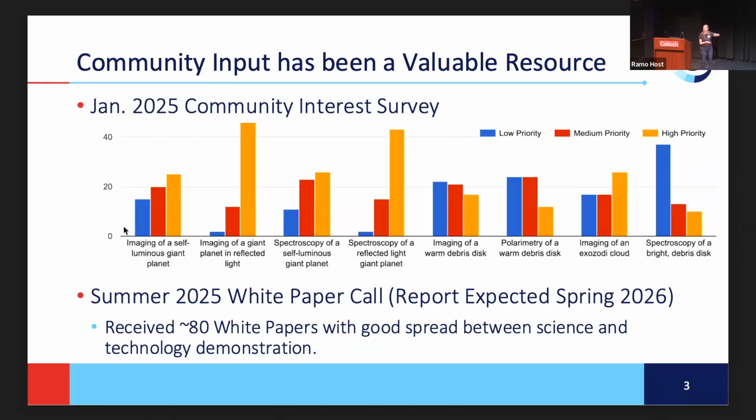A more detailed opportunity for feedback came in the white paper call that happened last summer. I think many folks in here probably wrote white papers, and I appreciate your service. We had over 80 white papers submitted, which is more than double our expectations based on similar white paper calls. I think that really demonstrates how important this instrument could be to the community. And there's lots of good spread between technology demonstration activities and science proposals here.